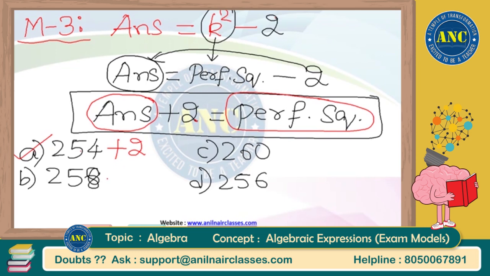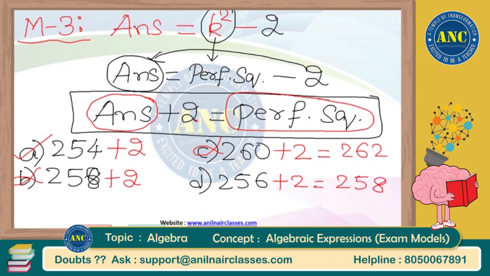Very simple. Second option, 258 plus 2 is 260. 260 is not a perfect square, ruled out. 260 plus 2 is 262. A perfect square will never end with 2. It cannot be the perfect square, ruled out. 256 plus 2 is 258. A perfect square will never end with 8, ruled out. Answer should be option E.